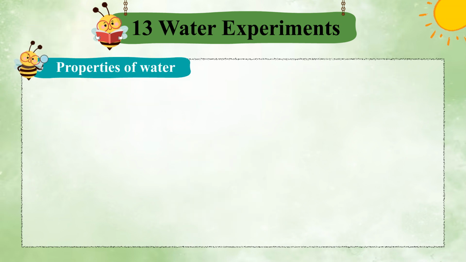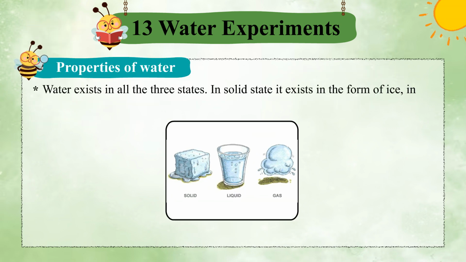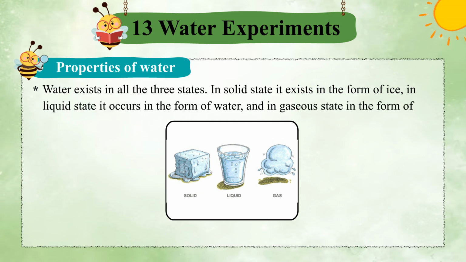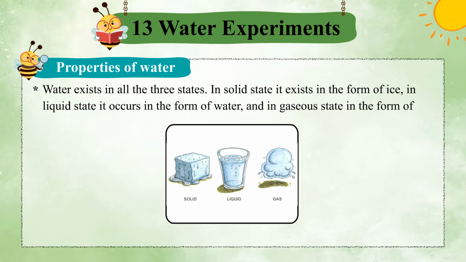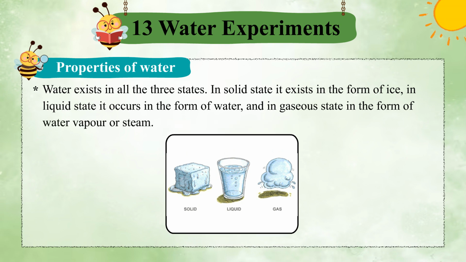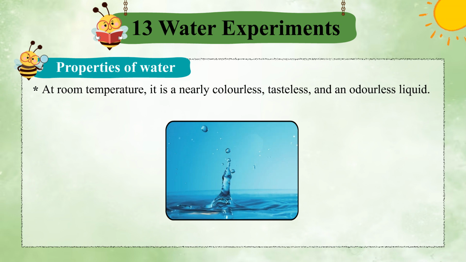Properties of water. Water exists in all the three states. In solid state it exists in the form of ice, in liquid state it occurs in the form of water, and in gaseous state in the form of water vapor or steam. At room temperature, it is a nearly colorless, tasteless, and odorless liquid.